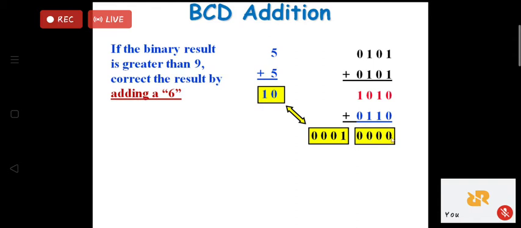This is 0000, that is 0, and I will write, one second, I got a very important call. Just hold on.